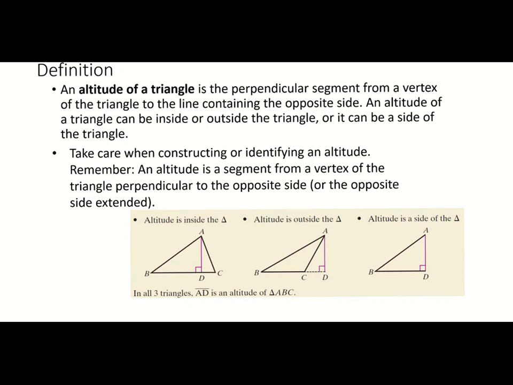If you take a look at the picture here, we've got 3 examples. The first one, the altitude goes from the vertex of A to the opposite side and it's inside the triangle. On the second one, the altitude is outside the triangle. And then the third one, it is actually the side of the triangle. It will be the side of the triangle when you have that right angle there.